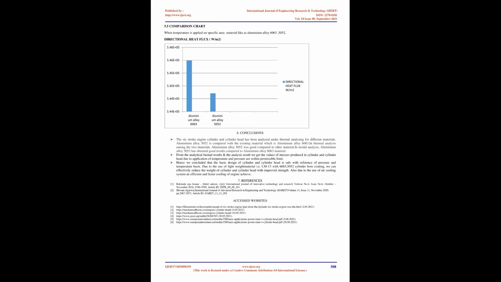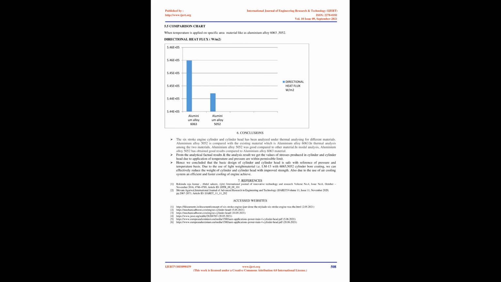Sixth stroke, second exhaust stroke. Finally the combustion chamber valve opens. The piston moves upwards, forcing the pure air into the combustion chamber. Conclusions. The 6-stroke engine cylinder and cylinder head has been analyzed under thermal analyzing for different materials. Aluminium alloy 5052 is compared with the existing material, which is aluminium alloy 6063. In thermal analysis among the two materials, aluminium alloy 5052 was good compared to other material. In modal analysis, aluminium alloy 5052 has obtained good results compared to aluminium alloy 6063 material.